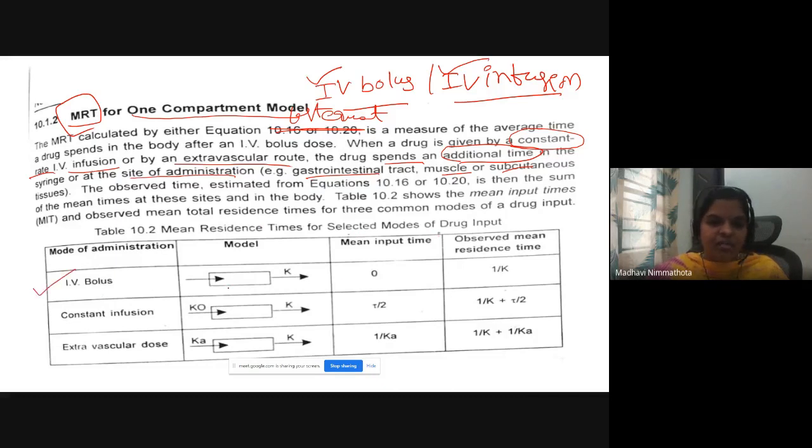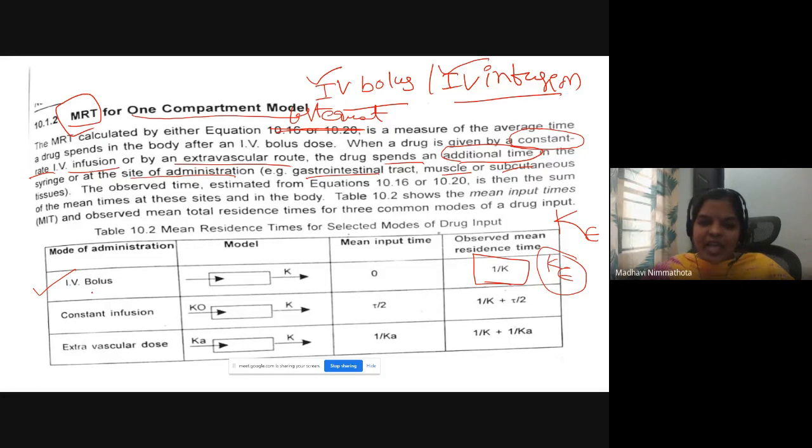In case of IV bolus, you can observe the mean residence time of 1 by K. K is nothing but KE. Here K in the sense KE, elimination rate constant. Don't get confused. Whenever they write capital K, just remember that capital K suffix capital E is the elimination rate constant.